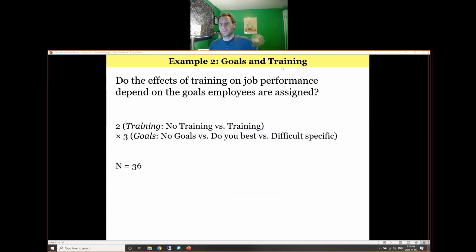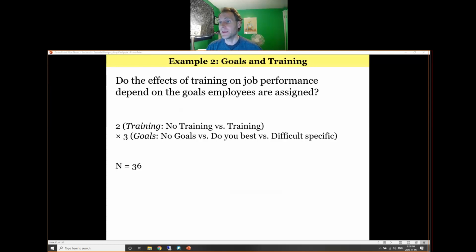Welcome back. We're going to do another example here of how to do a factorial ANOVA. In this case, we're returning to the goal setting example. Remember from before, we said that difficult specific goals result in higher performance than do your best or no goals, a common finding in the IO literature. So we're going to do that study here.